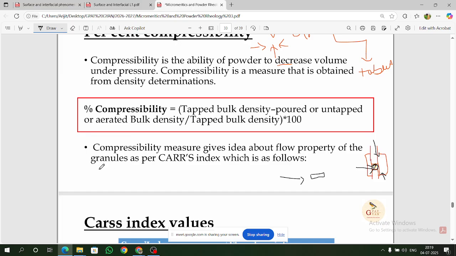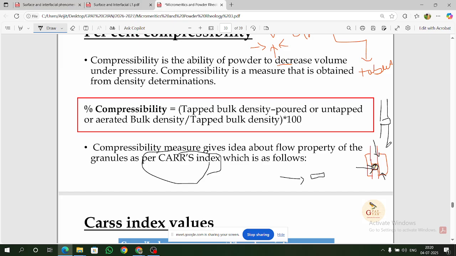But you can get some idea of compressibility with the help of Carr's index. Different values are there, and the formula is tapped density minus bulk density, that is, untapped density. You can just remember it as untapped means bulk density. You have already done the practical, right? Tap density: 100 times you have to give in the particular type of machine, and the material will become totally compact. Tap density, you have done the practical, no? Generally 100 times, yes, tap density.